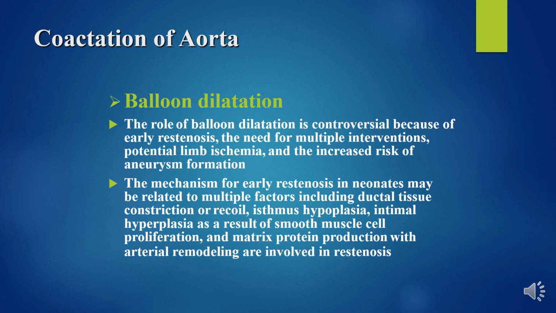Balloon dilation. The role of balloon dilation is controversial because of early restenosis, the need for multiple interventions, potential limb ischemia, and increased risk of aneurysm formation. The mechanism of early restenosis in neonates may be related to multiple factors, including ductal tissue constriction, recoil, isthmus hyperplasia, and intimal hyperplasia as a result of smooth muscle cell proliferation and matrix protein production, with arterial remodeling and involved restenosis.